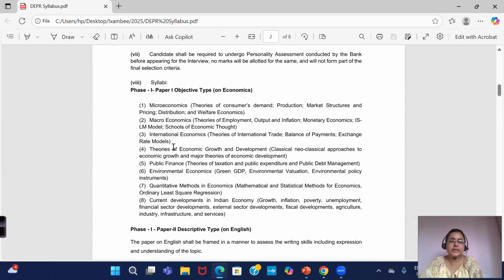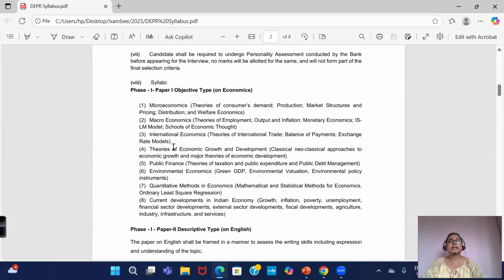So these things should be focused upon by all of you. Then comes up your theories of economic growth and development, where we have the classical and neoclassical approach to economic growth and development, and major theories of economic development. If you have gone through the previous year exam pattern, a lot of questions came up from your exogenous growth models, such as the Solow model, Harrod-Domar model.